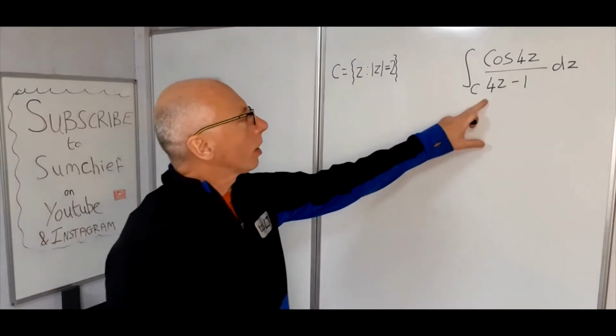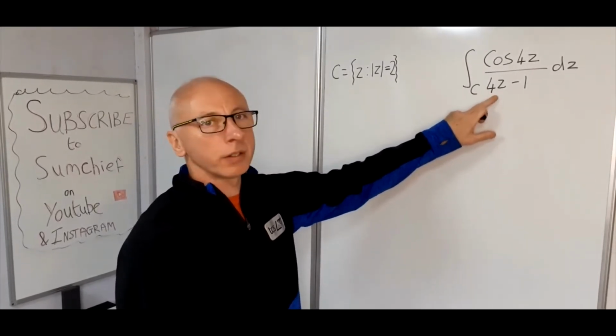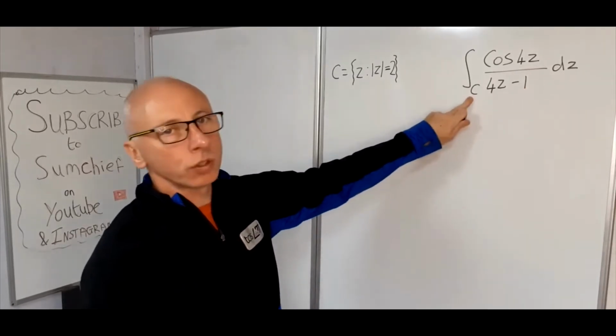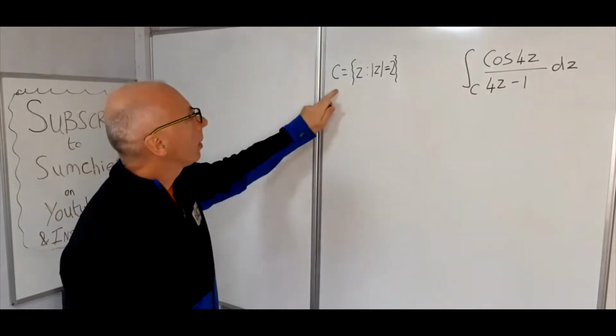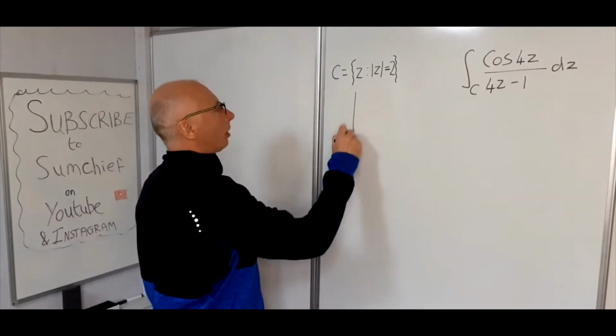Okay, so we're going to work out this integral here, cosine of 4z divided by 4z minus 1 with respect to z on a contour C. Now this is our contour C which we've been given. So let's just draw this up now.